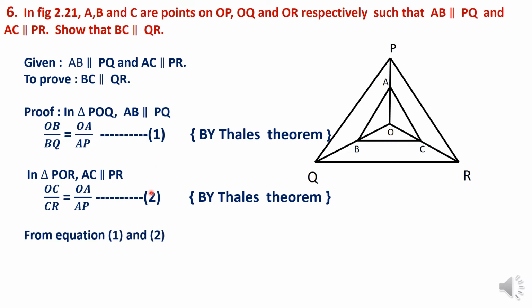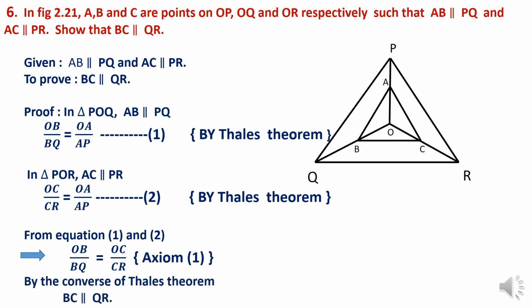Compare equations 1 and 2. Two things which are equal to the same thing are equal to one another. Therefore, by axiom 1, OB upon BQ is equal to OC upon CR. By the converse of Thales theorem, BC is parallel to QR. Hence the proof.